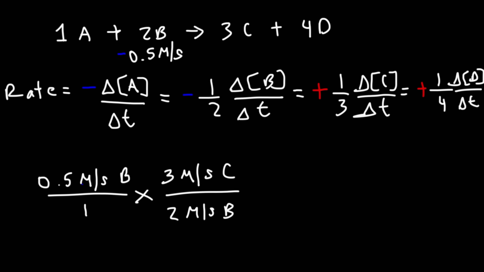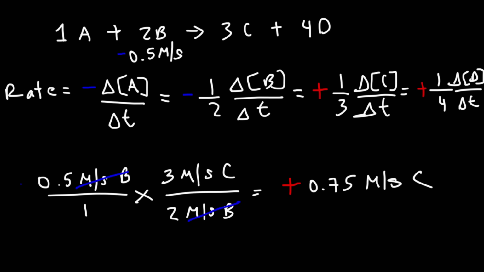So we can cancel the unit molarity per second for substance B, and we can get the average rate of appearance for substance C. So it's going to be 0.5 times 3, which is 1.5 divided by 2. So that's going to be positive 0.75 molarity per second for C.